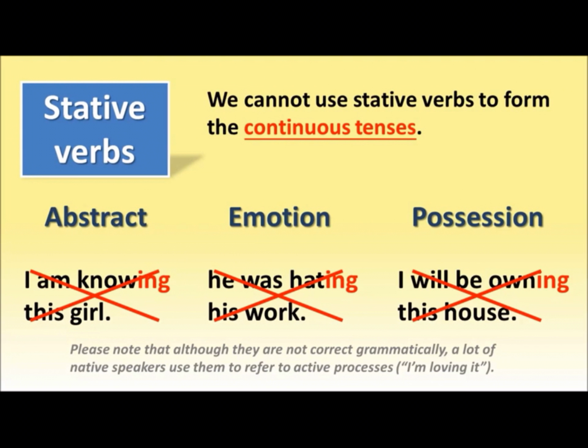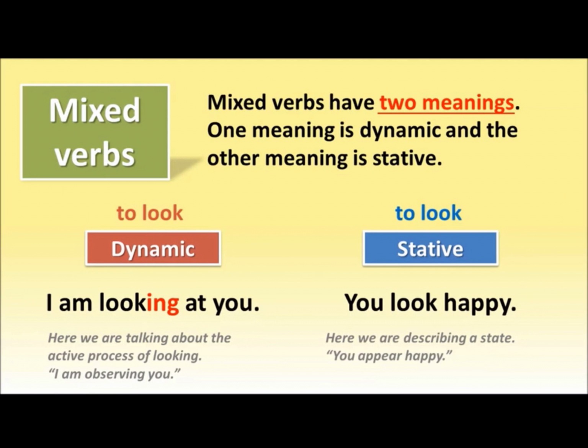Okay, so here we also have mixed verbs. Like we said, mixed verbs have two meanings. One meaning is dynamic, and the other meaning is stative. For example, the verb to look. It has a dynamic meaning and it has a stative meaning. For the dynamic, for example, it would be, I am looking at you. Here we are talking about the active process of looking, such as I am observing you, I am looking straight at you. So you know that I am looking at you because my eyes are toward you.